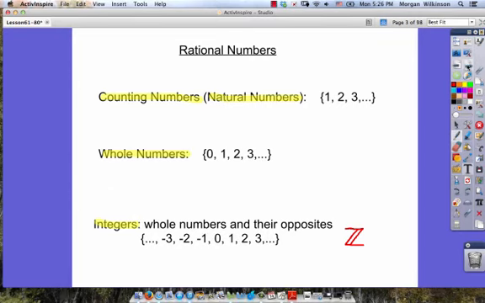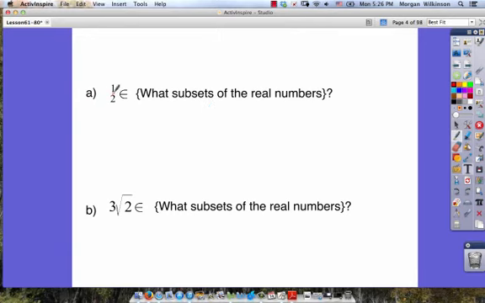Let's look at a few more questions. A says 1/2 is a subset of which of the real numbers. This just means which subsets of the real numbers it belongs to. We've got that in our braces in order to make it clear. So 1/2 is a ratio, so that must be a rational number, and a rational number is a type of real number. Well, 1/2 is definitely not a counting number, not a whole number, and not an integer. So for A, the only subset of the real numbers that 1/2 belongs to would be the rational numbers.